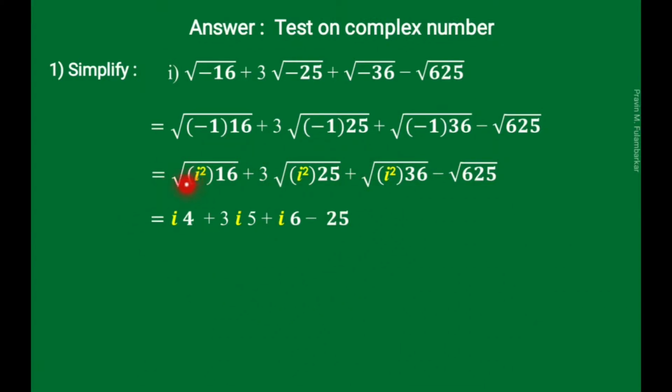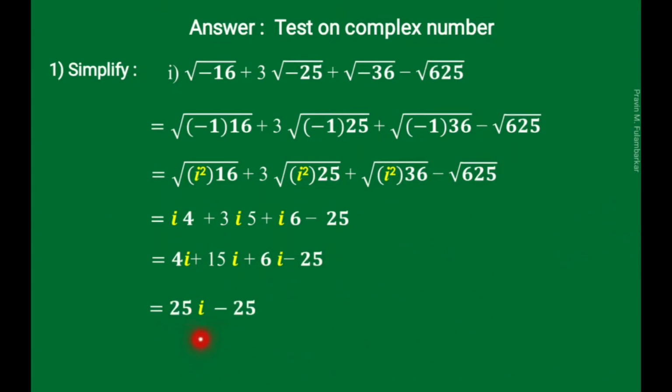So first we calculate all the terms. So i into 4 we write 4i, i into 5 we write 5i, this i into 6 we write 6i. So in the total addition of these complex numbers, the imaginary part is 25. So we write here 4i plus 5i plus 6i, which is 15i.